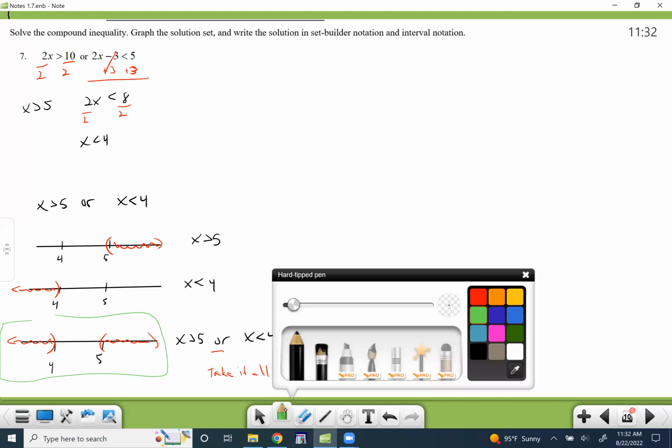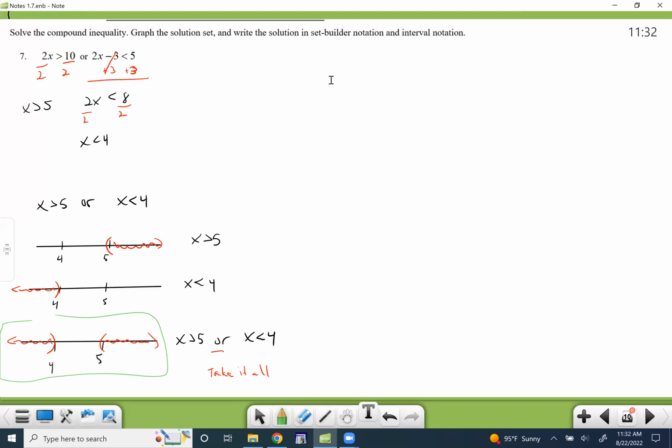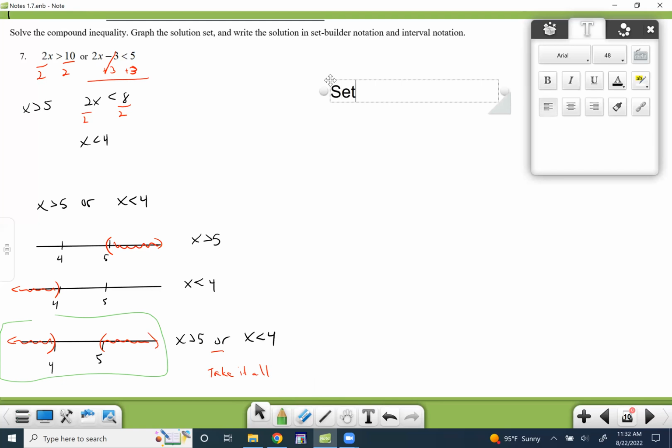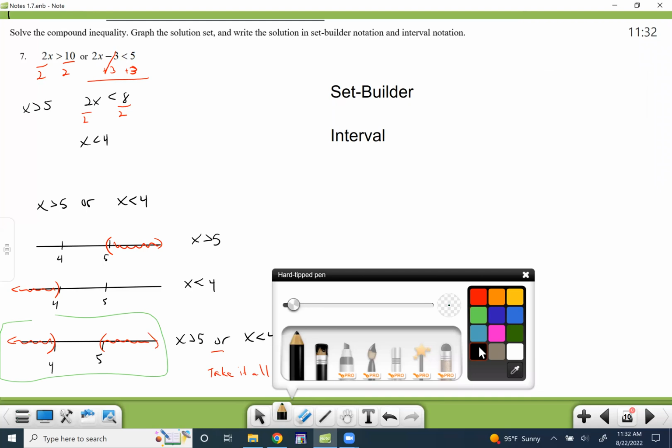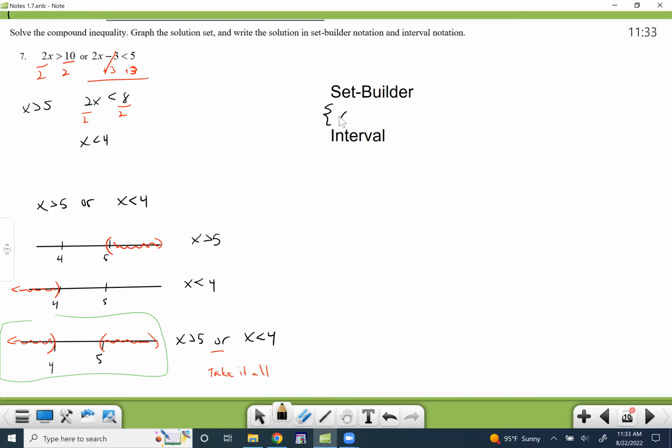So let's go ahead and do our set builder and our interval notation, just like we've been doing on all of these. By the way, it's important that you do the graph first, guys. I have some people who do it the other way around and they end up getting it wrong, okay? So if we do the set builder, it would just be squiggly bracket, all X such that X is less than 4, or X is greater than 5.